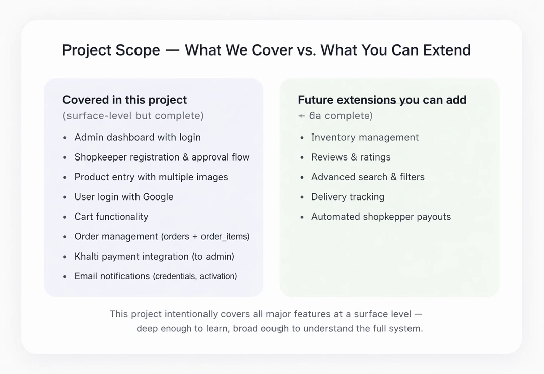We cover the admin dashboard, shopkeeper registration and approval, product entry with multiple images, user login with Google, cart functionality, order management with the two-table design, Culti payment integration, and email notifications. That's a lot. But things like inventory management, reviews and ratings, advanced search, and delivery tracking are left as future extensions. The instructor is intentionally keeping the scope manageable so that you can finish it and understand the full flow. Once you reach a certain level of confidence, you can add those features yourself.